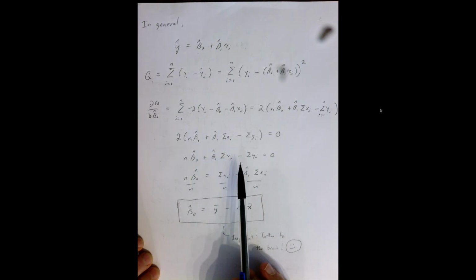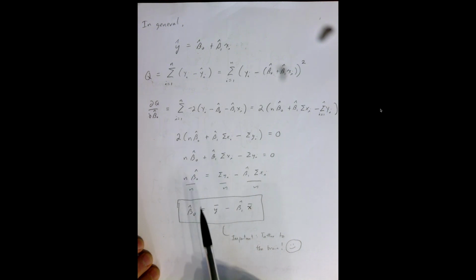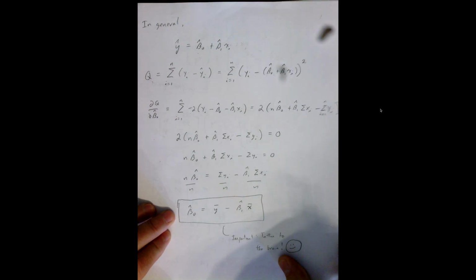Again, the 2 disappears. It's my undergrad developmental math student. I haven't taught developmental math in 20 years. What am I talking about? Divide through by n, and we can see that the estimate for beta 0 is just the mean of y minus beta hat 1 times x bar. Now, that's an important thing, so I need to tattoo that one to the brain. And proceed with finding the estimate for beta 1 hat.